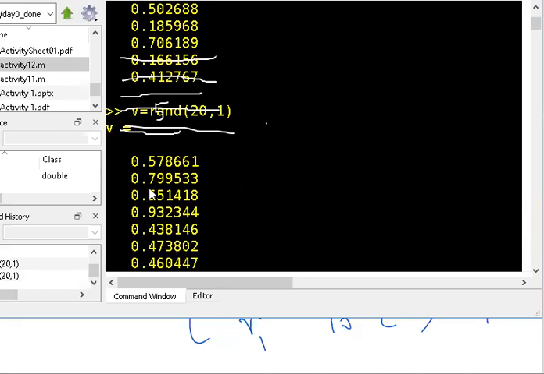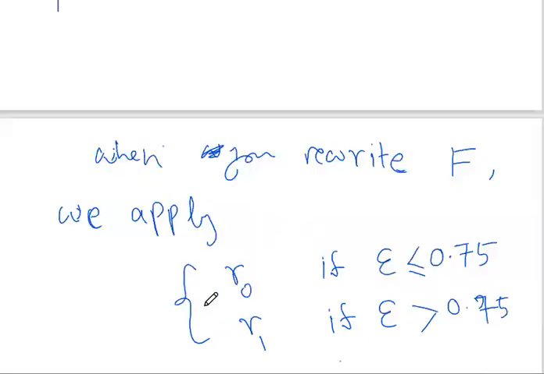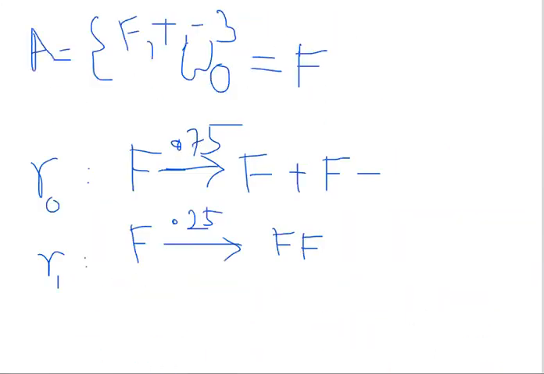So here, the second one is greater than 0.75. Okay. So don't you understand this? Didn't you understand this? Okay, let me pause.